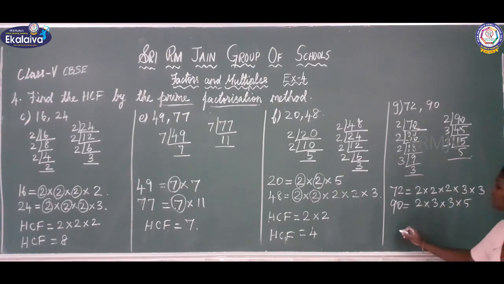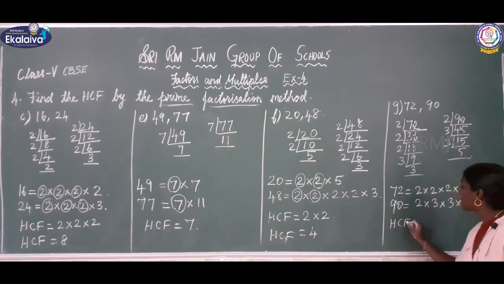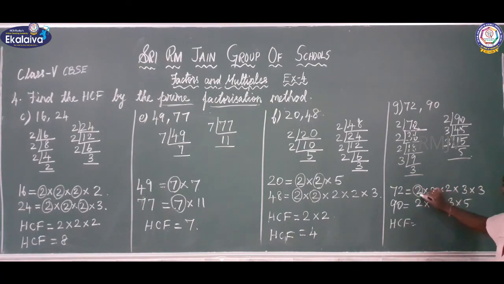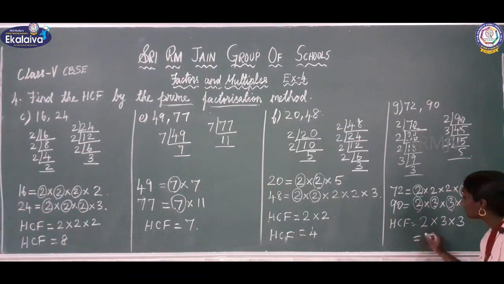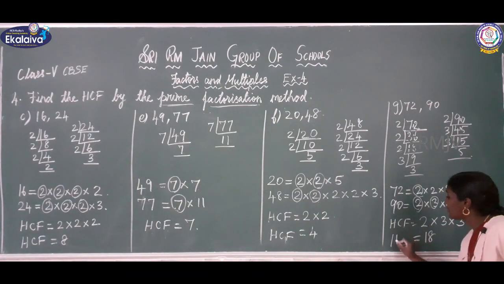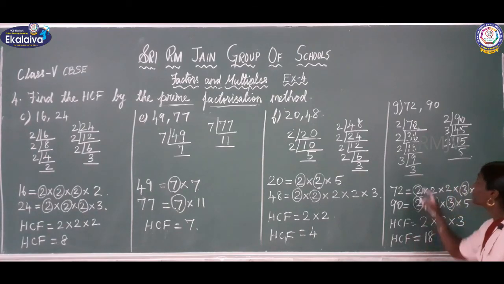Now we have to find HCF. We have to find out the common factors. 2, 3 and 3. So 2 into 3 into 3. 2 3s are 6, 6 3s are 18. So HCF of 72 and 90 is 18. Is it clear?